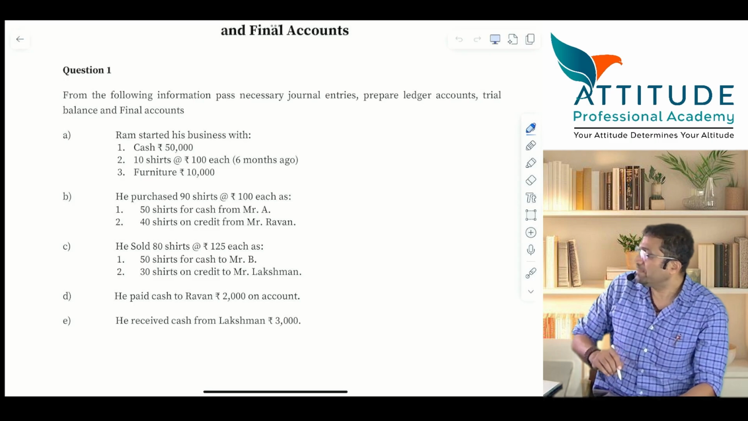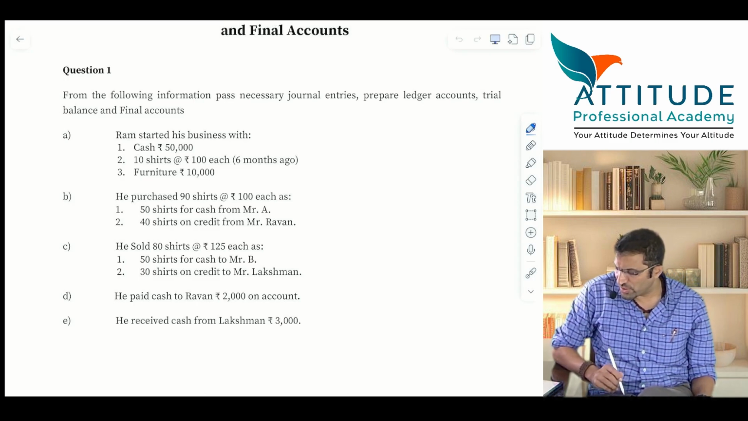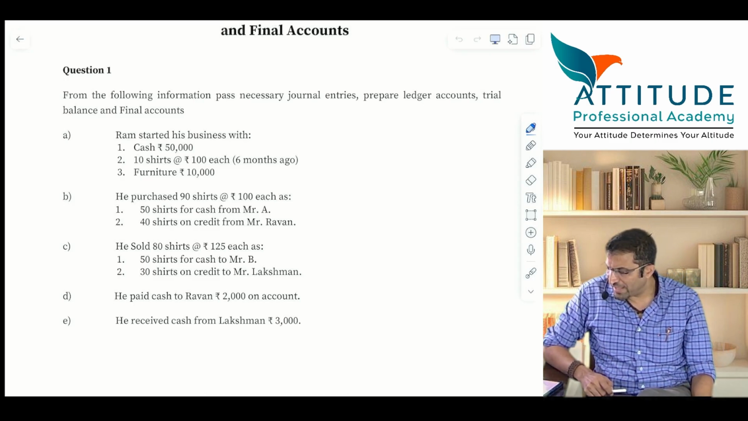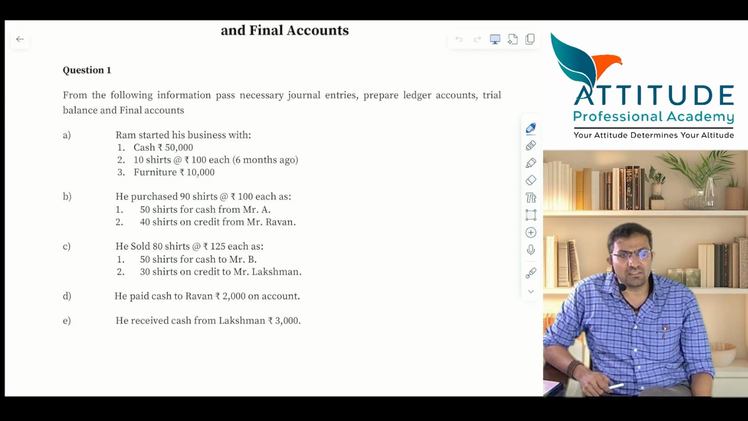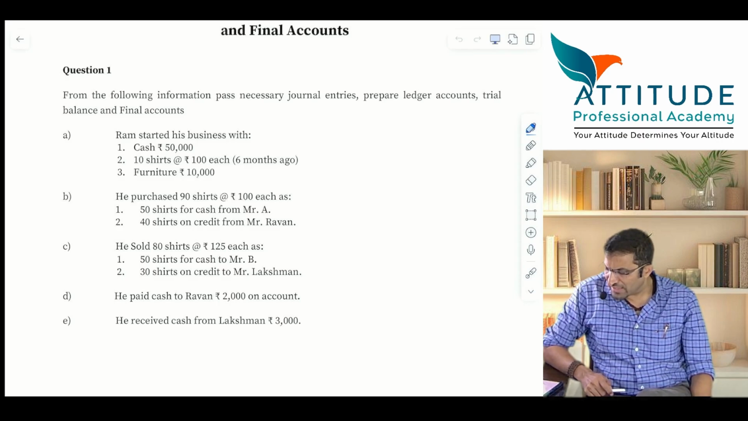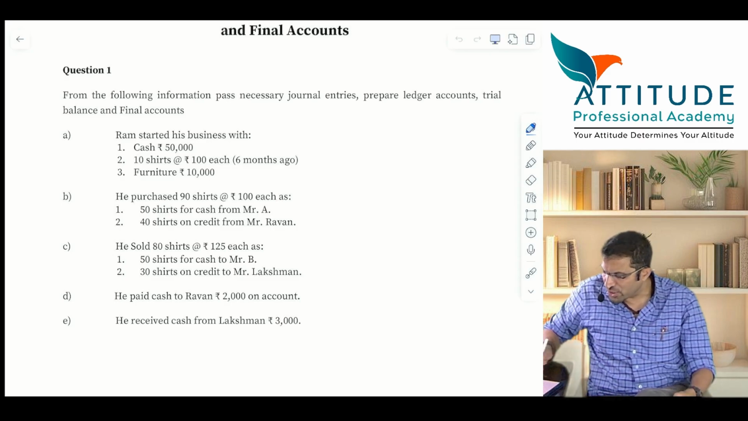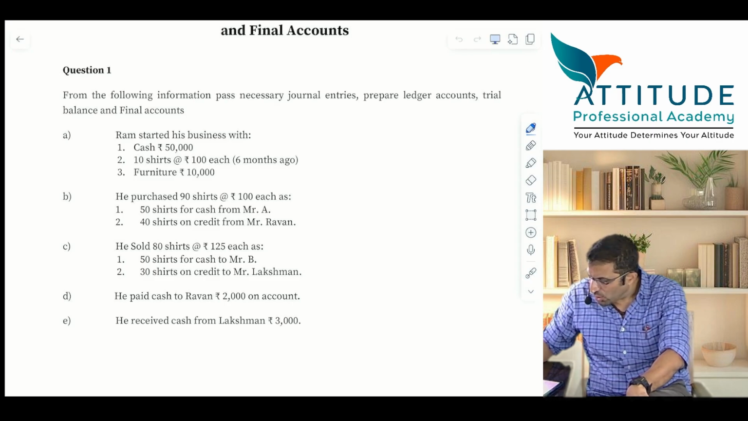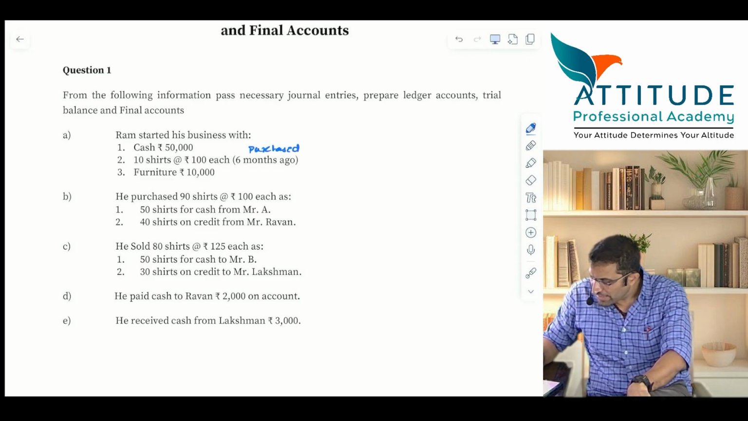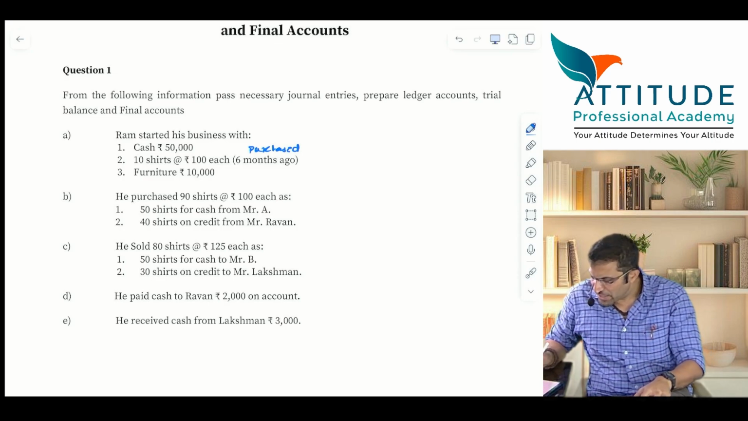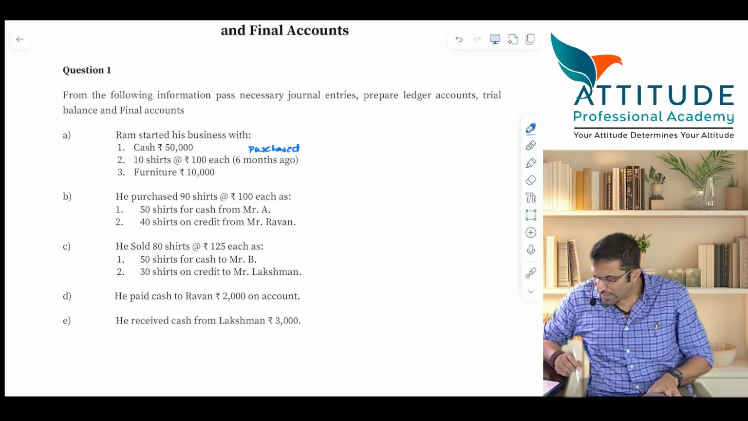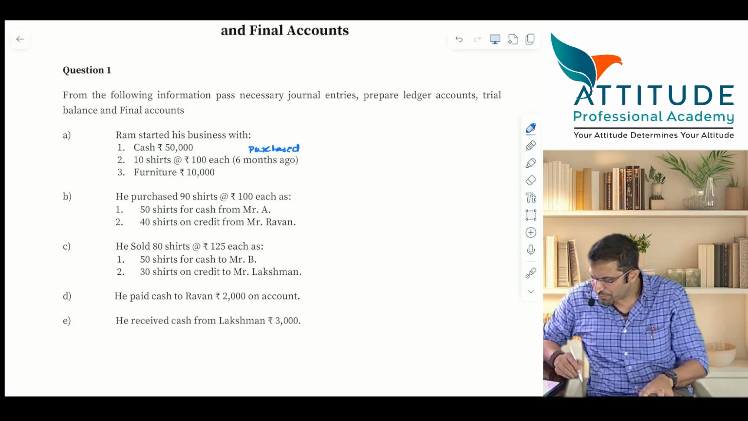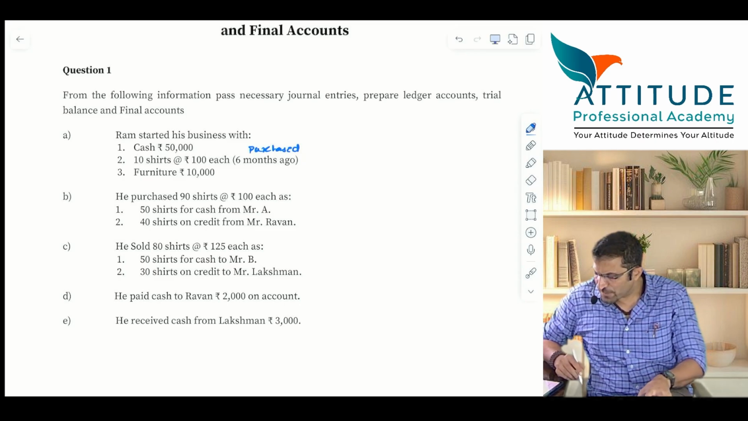Okay. Question number 1. From the following information, pass necessary journal entries and prepare ledger accounts, trial balance and final accounts. Ram started his business with cash 50,000, 10 shirts of rupees 10 each. 6 months ago, means he has purchased them 6 months ago. Purchased 6 months ago. You can write it like that. Furniture 10,000 rupees. Second one, he purchased 90 shirts at 100 each. 50 shirts for cash from Mr. A. 40 shirts on credit from Mr.